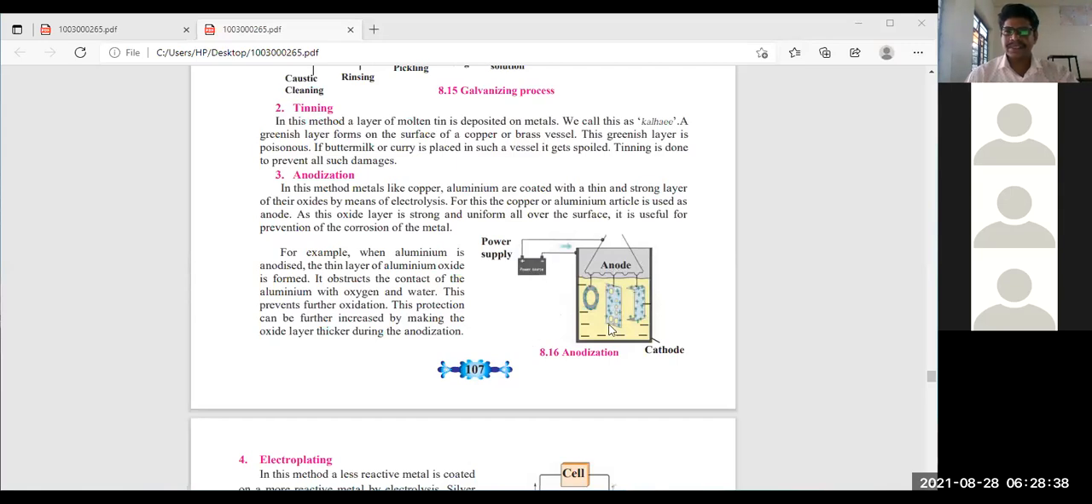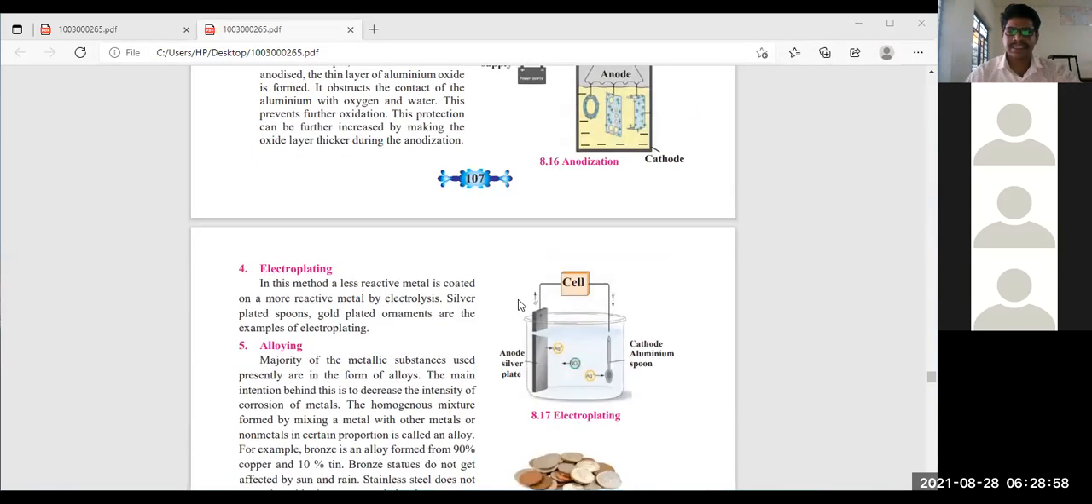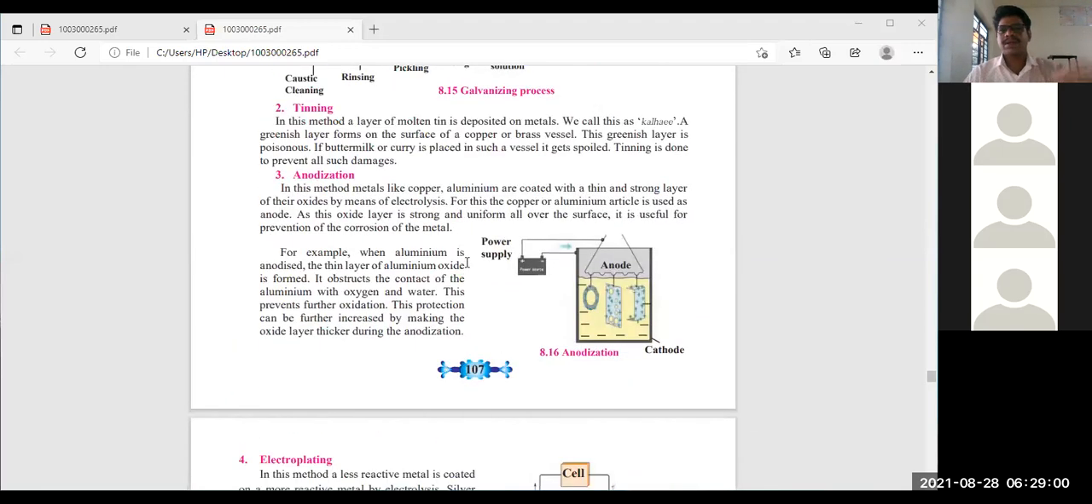Here one example is given: when aluminum is anodized, a thin layer of aluminum oxide is formed. What is that? It's aluminum oxide. When aluminum is anodized, one layer forms on that aluminum, and then it will be prevented from corrosion. This process is called anodization. Remember this. Maybe a short note question will arise on this.